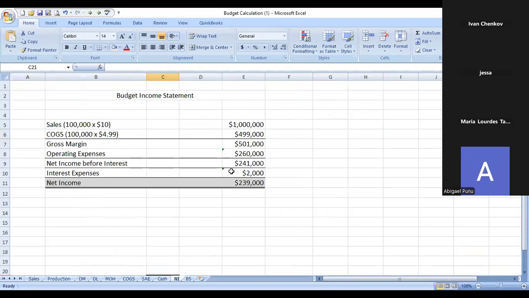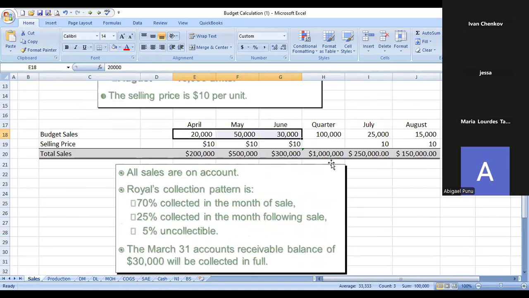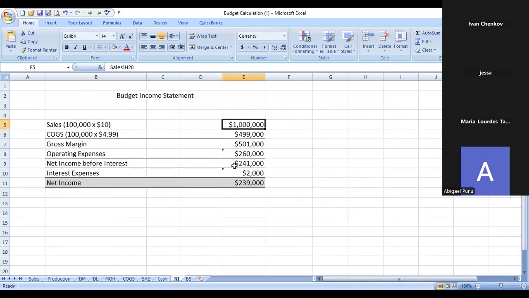Why? Because we have all the information. Where are we going to get the information from? First, we know how many units we're selling. We're selling 100,000 units from our sales budget. We're selling 100,000 units and our sales are $1 million. So we're getting the sales, $1 million.